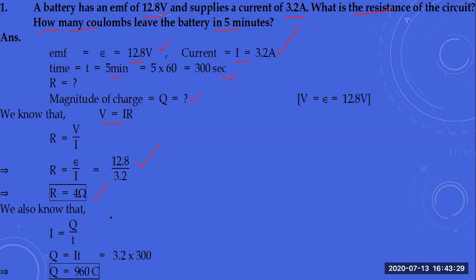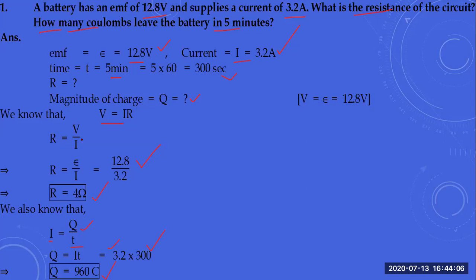Similarly, to calculate the charge, we use the definition of current: charge flowing per unit time. If you have the value of the current and you know how much time it takes to pass, then you can calculate the charge by multiplying the current, that is 3.2, with the time taken, that is 300 seconds. The charge flowing through the battery is 960 coulomb. So this is the technique.